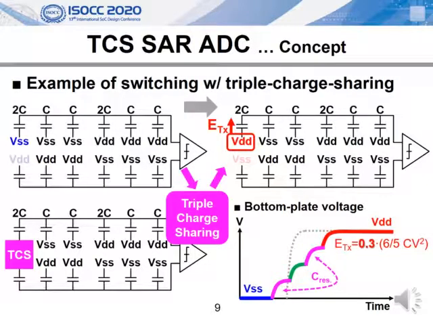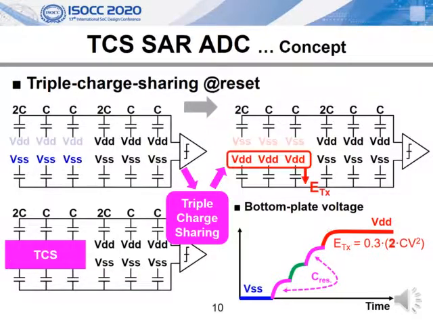With the proposed triple charge sharing technique, the TX energy can be saved further with a reservoir capacitor. The saving quantity can be changed with the size of the reservoir capacitor. In this design, the bottom plate voltage is charged up to 70% without supply reference, only with the TCS technique.